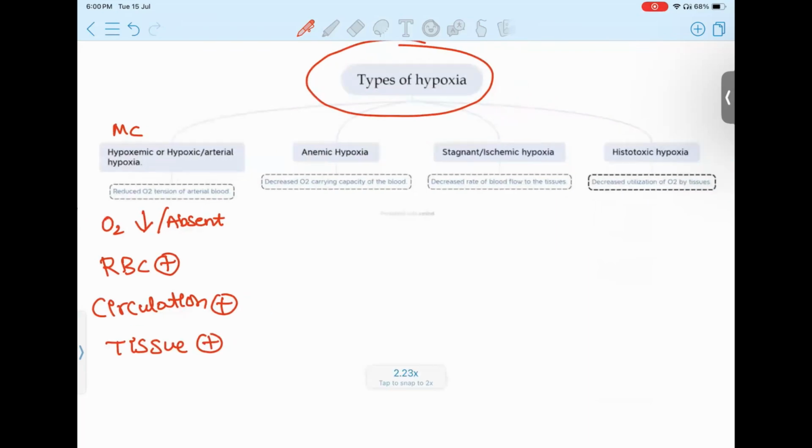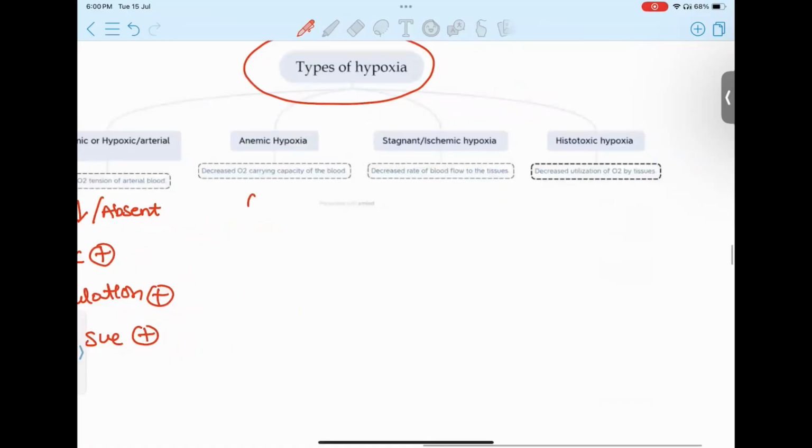And next, moving on to the anemic hypoxia. In the anemic hypoxia, O2 is present in this patient, but the traveling RBC is absent. The tissue is also normal, and the circulation is also intact. But this patient has a problem with the RBC.